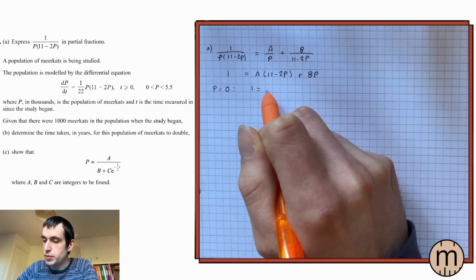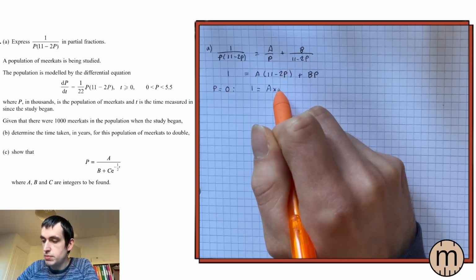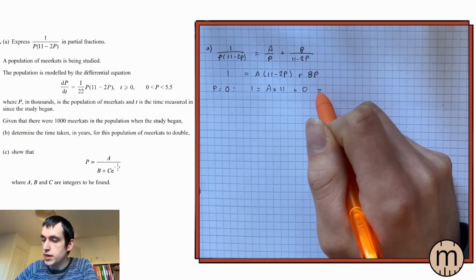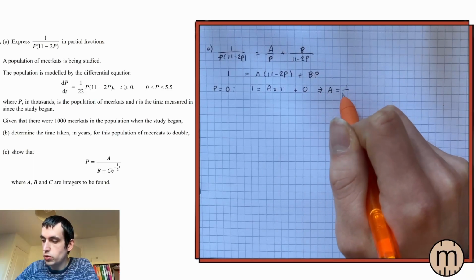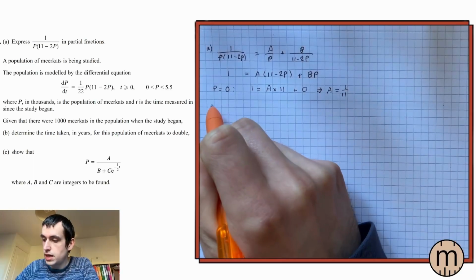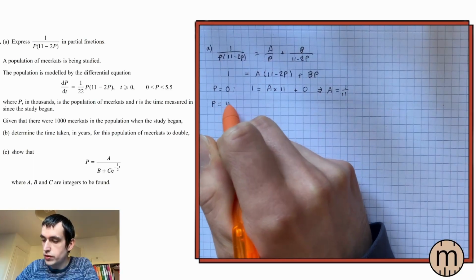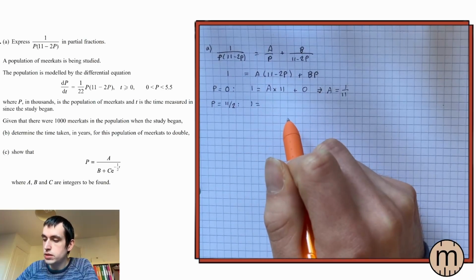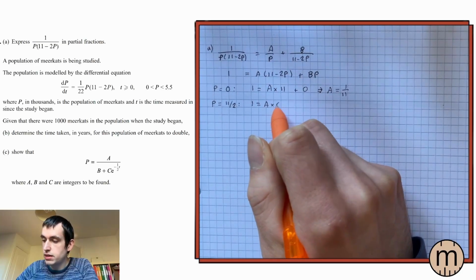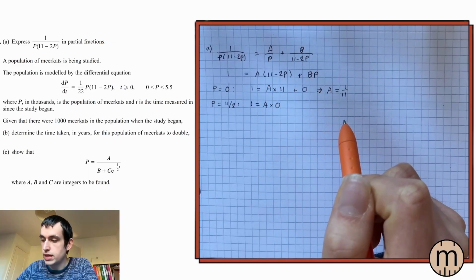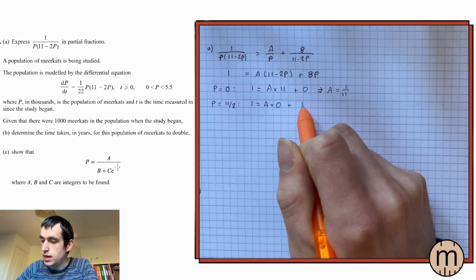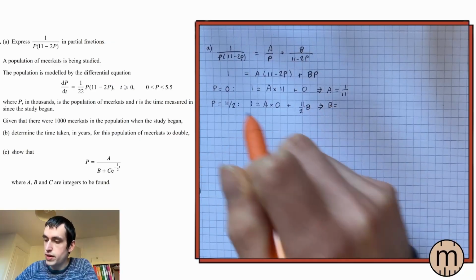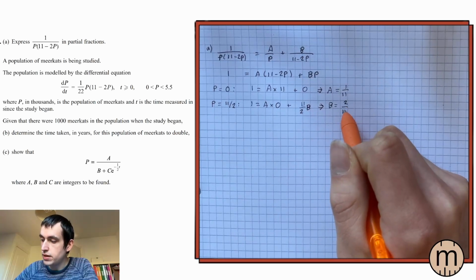This means that 1 will be equal to a times 11 minus 0 plus b times 0. Straight away, this tells us that a is equal to 1 divided by 11. I'm now going to let p equal 11 over 2, 5.5. That means that 1 will be equal to a times nothing, it will cancel out, plus 11 over 2b. That means that b, if we rearrange it, times by 2 and divide by 11, is equal to 2 over 11.